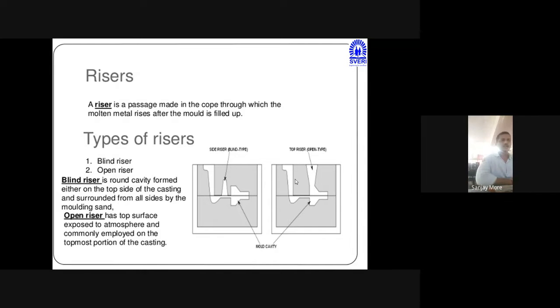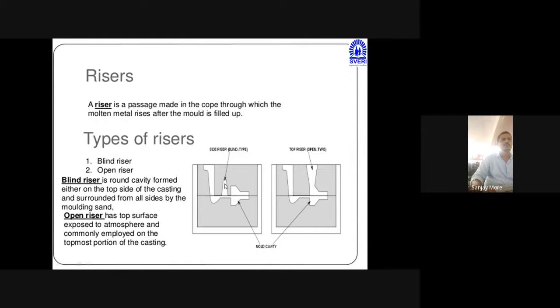Okay, here write down in open riser: open riser has its top surface exposed to atmosphere, and is commonly employed on the topmost portion of the casting.